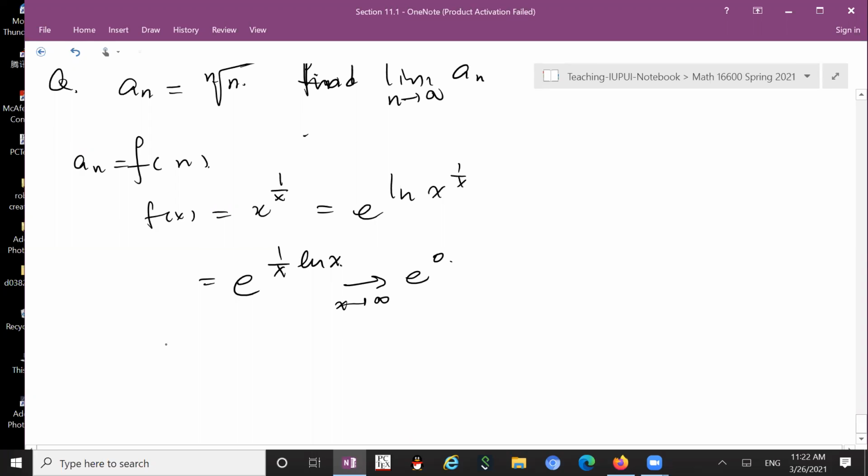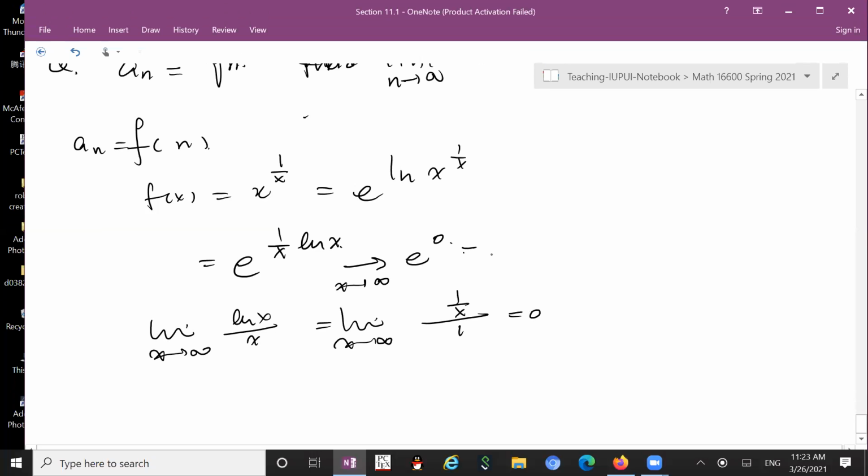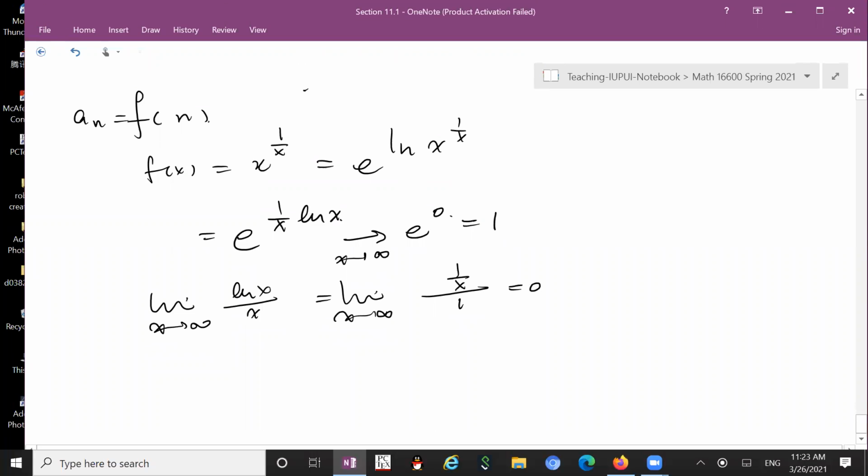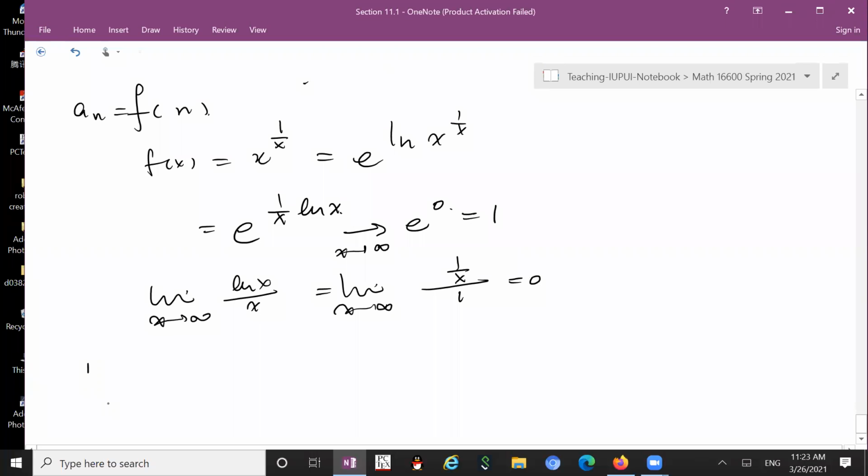Why is this limit 0? You can apply L'Hopital's Rule here. The derivative gives 1 over x, so the limit is 0, because it's the infinity over infinity type. So e to the 0 is just 1. Therefore you can conclude that the limit of the nth root of n is going to be 1.